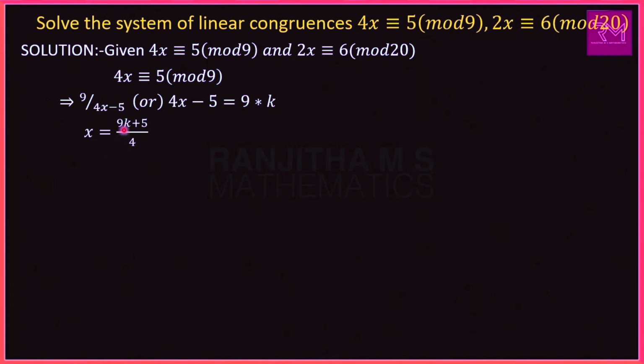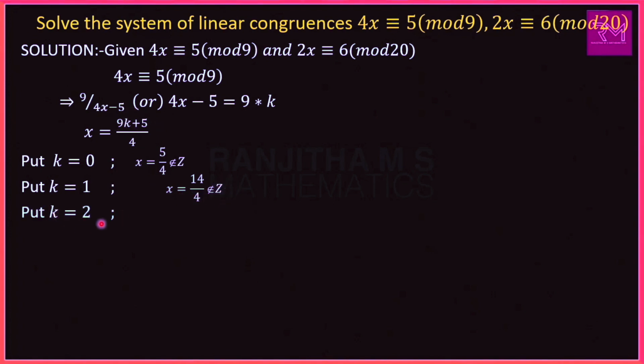Next step, you have to substitute k values 0, 1, 2, 3, etc., until we obtain an integer value of x. So put k = 0: 9 into 0 is 0, plus 5, by 4. Therefore x is 5/4, which obviously does not belong to the integers. Next take k = 1: 9 plus 5 is 14, and 14 divided by 4 is the value of x. That also does not belong to the integers.